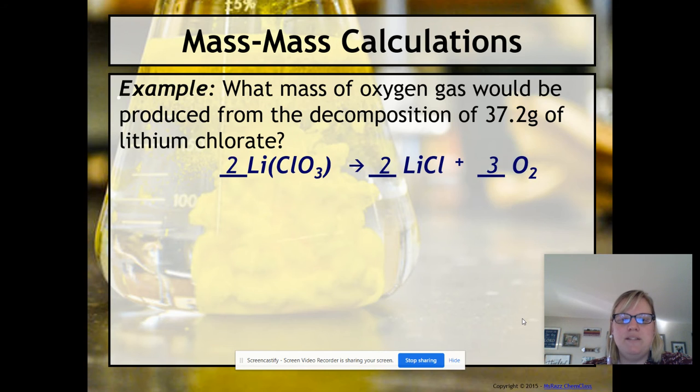Now we can balance this. We're just going to have 2 lithium chlorates reacting to form 2 lithium chlorides and 3 oxygen gas. Okay, so now we have our balanced equation and we can start.